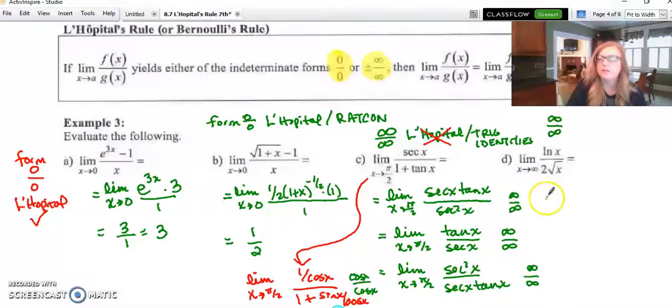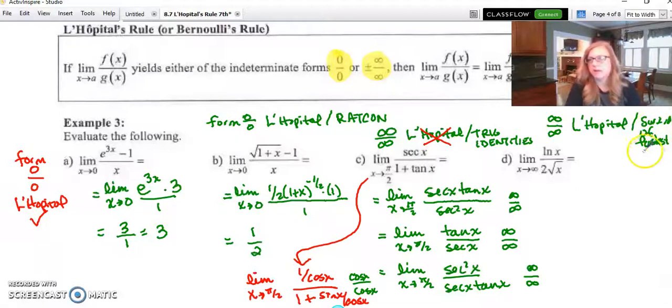So I do have infinity over infinity. Now, to be honest, in this, you can do L'Hopital, but the other method is going to be survival of the fastest. And to be honest, I'm going to show you L'Hopital, but I'm going to tell you survival of the fastest is way easier.